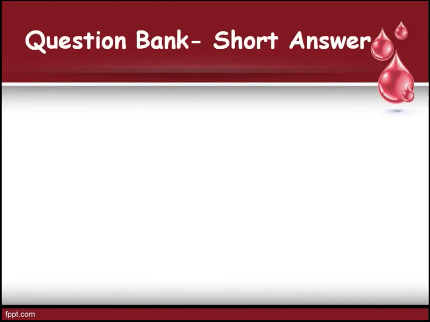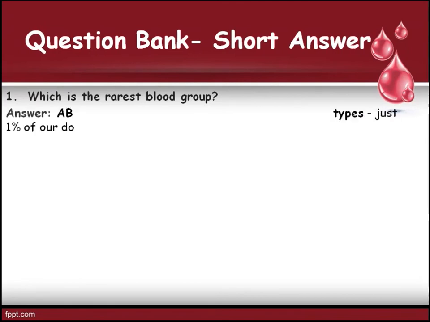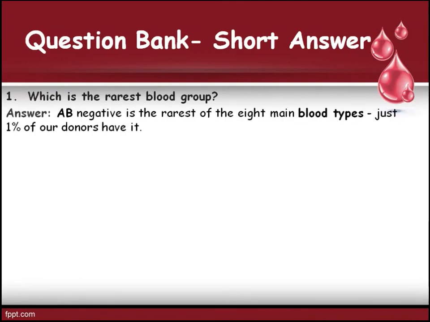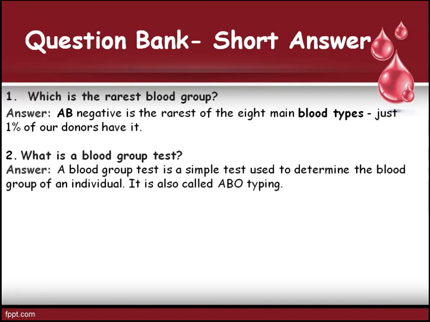Next one is short answer questions. First one is, which is the rarest blood group? Answer is AB negative, the rarest of the 8 main blood group types. Just 1% of our donors have it. Second one, what is a blood group test? Answer is, a blood group test is a simple test used to determine the blood group of an individual. It is also called ABO typing.